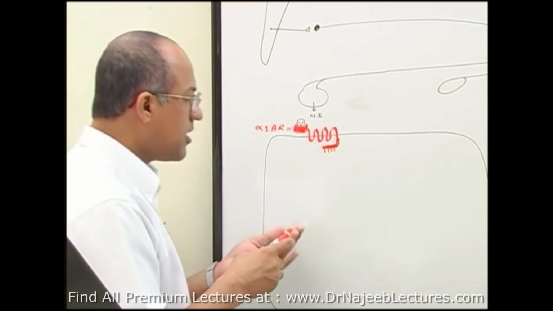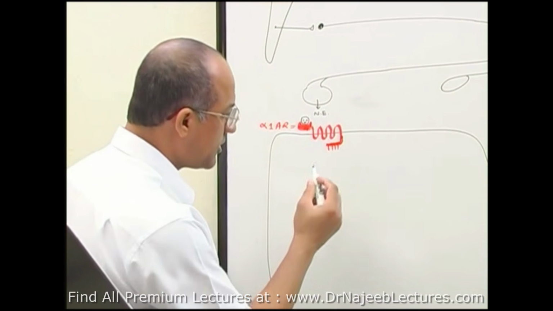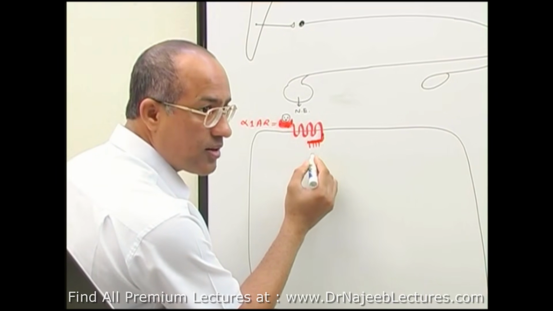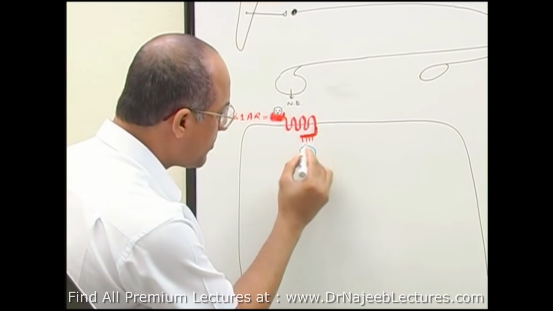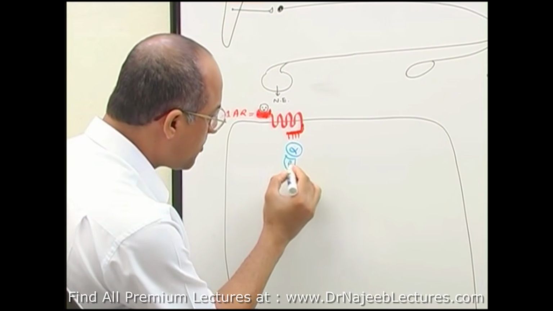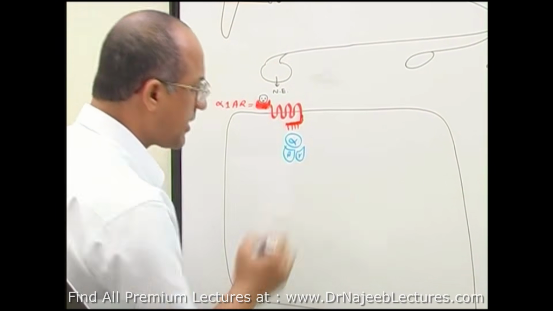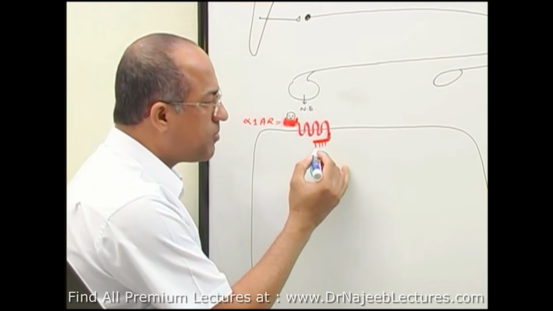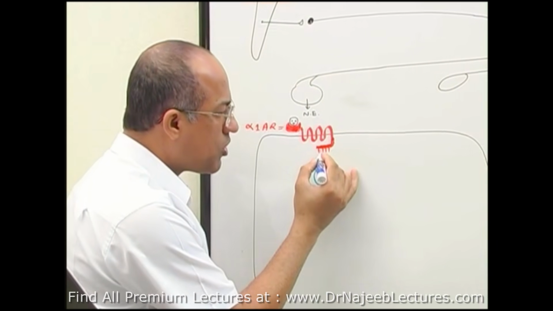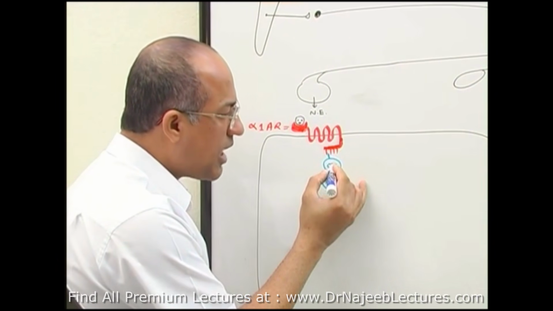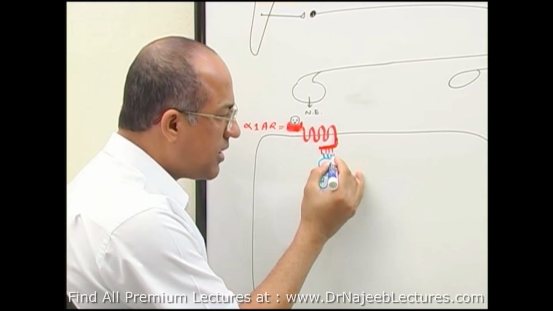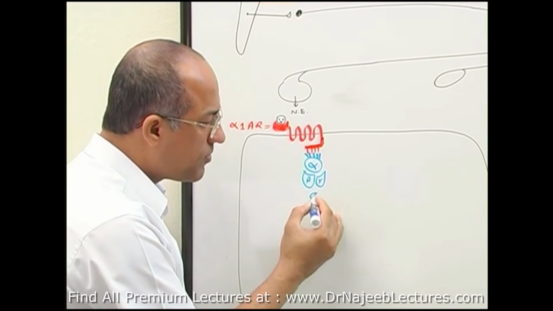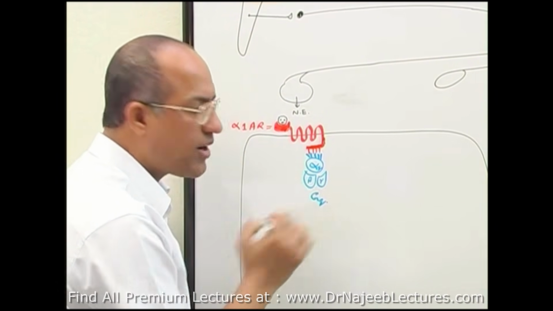G proteins are primarily trimeric proteins. They have an alpha component, a beta component, and a gamma component, right? What really happens when this receptor is stimulated by epinephrine or norepinephrine is that it will stimulate the alpha component of the G protein. And this G protein is called GQ, and this alpha is called alpha Q.